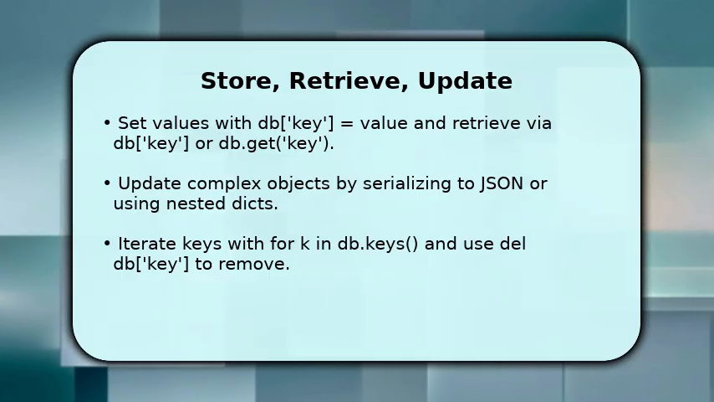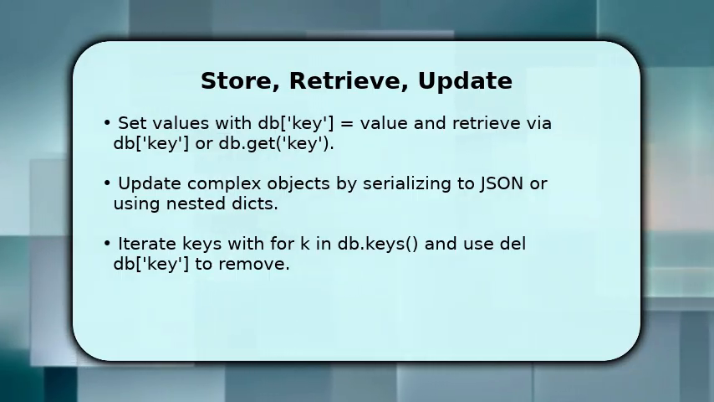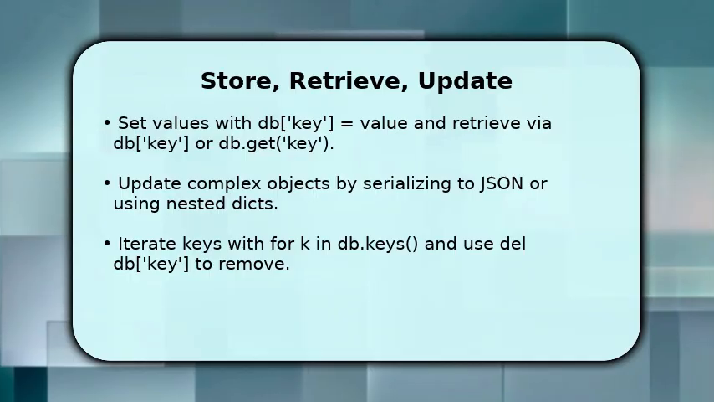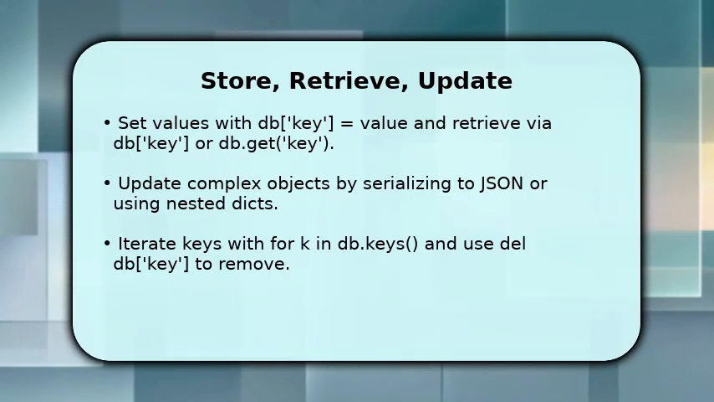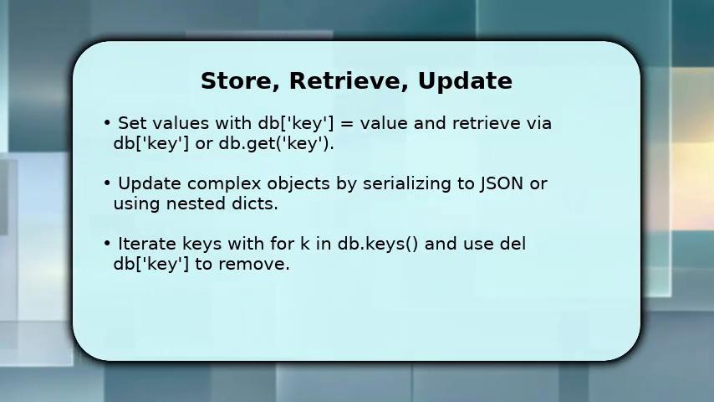Use db[name] = value to store simple items and db.get(name) when safer access is needed. For structured data, serialize objects to JSON or store dictionaries directly. This keeps reads and writes consistent.